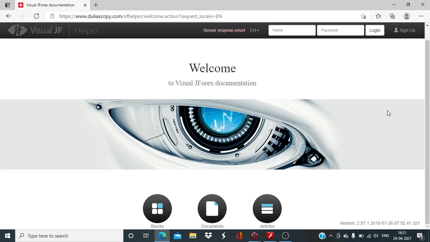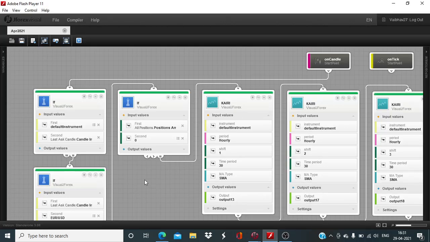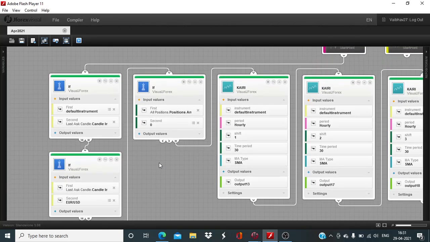Myself Vaibhav. In today's session of Visual JForex, we will be continuing our work with the indicator Kairi relative index. We will see how we can design and develop the algorithm using this indicator. So let us click to the Visual JForex board, which has been developed by the Dukascopy Bank SA.